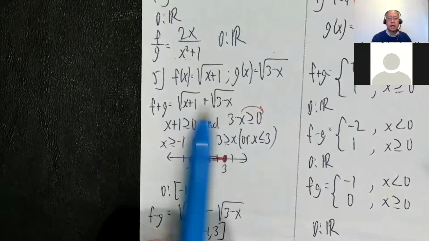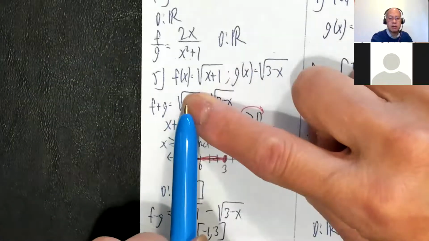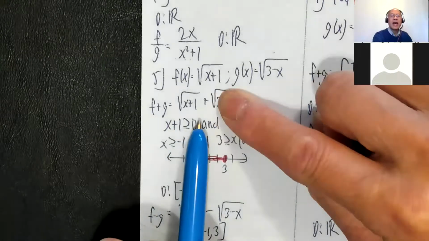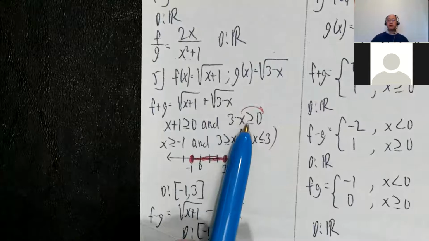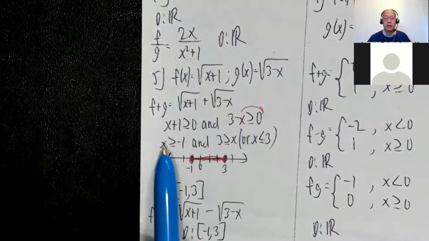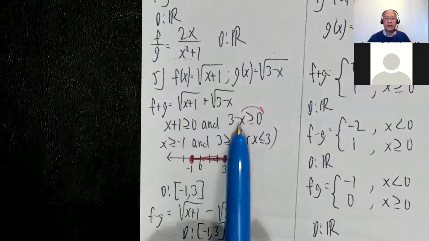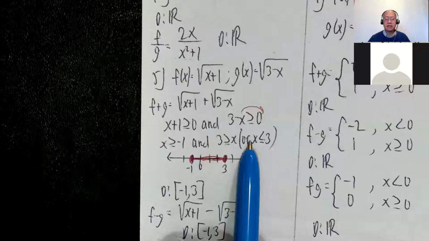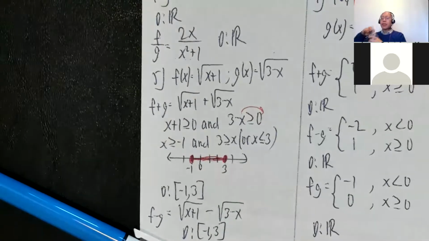Now, how do I find the domain? Well, we know that the square root of anything has to be greater than or equal to 0. So x plus 1 is greater than or equal to 0. And this thing, 3 minus x, is also greater than or equal to 0. A little bit of algebra. This is x is greater than or equal to negative 1. And if I add x to both sides, 3 is greater than or equal to x, which says the same thing as x is less than or equal to 3.